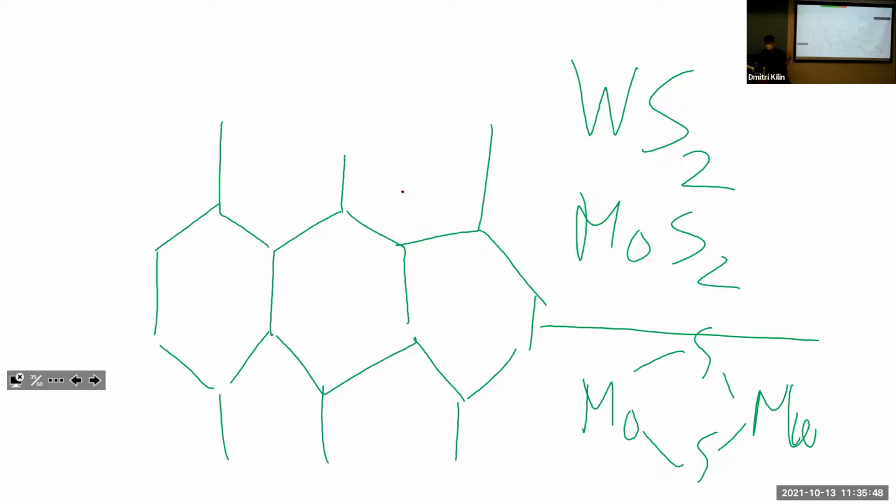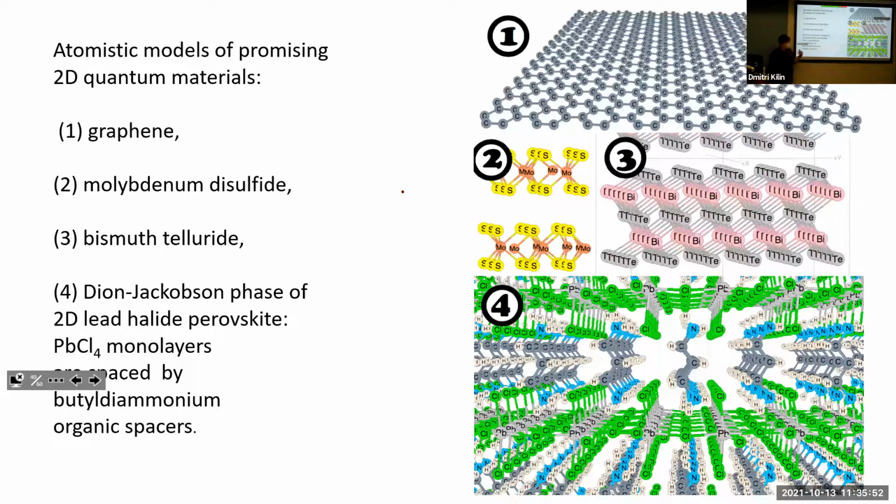Examples: graphene, molybdenum disulfide, bismuth telluride, the network of metals and non-metals in a flat panel. Here is the lead halide. So there is a class of two-dimensional materials. There are even journals of two-dimensional materials, and most of them obey this law of having a flat density of states. If there are exceptions, they need to be explained separately.